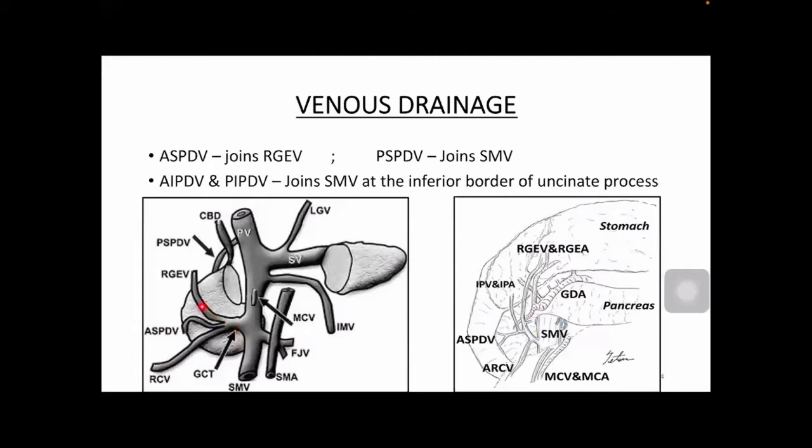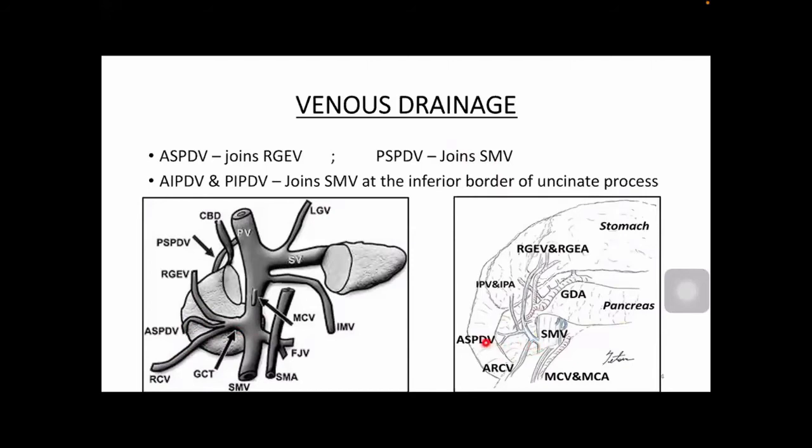So remember this, right gastroepiploic vein joins with the anterior superior pancreaticoduodenal vein and the right colic vein to form the gastrocolic trunk, which drains into the SMV. Fine. So the posterior superior pancreaticoduodenal vein joins the SMV directly. So this is again given in this picture. You can see this picture.